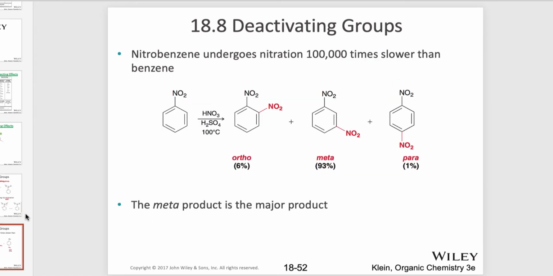Moving on, here's some information. Nitrobenzene undergoes nitration 10,000 times slower than benzene, which is just another part of the evidence that this nitro group is deactivating because of how it takes out electron density. And here we can see that the ortho and para positions are really small amounts in the mixture, and that the meta substitution product will be the main product, the major product.